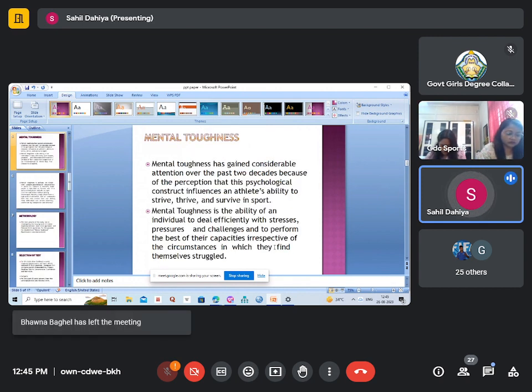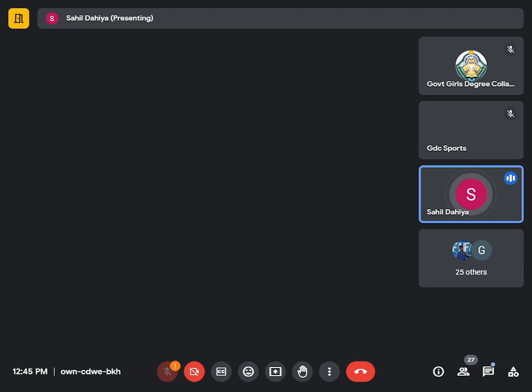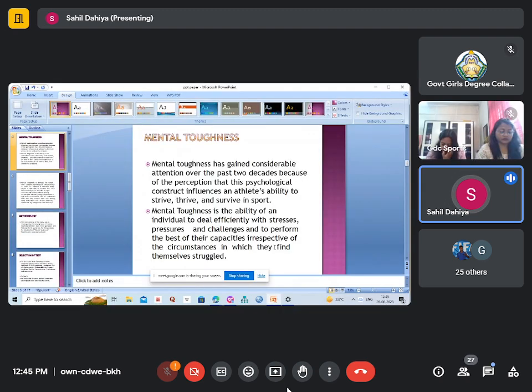And go for mental toughness. Mental toughness has gained considerable attention over the last two decades because of the perception that this psychological construct influences an individual's ability to strive, thrive, and survive in sports. Mental toughness is the ability of an individual to deal efficiently with stress, pressure, and challenges to perform at the best of their capacity, irrespective of the circumstances in which they find themselves struggling.